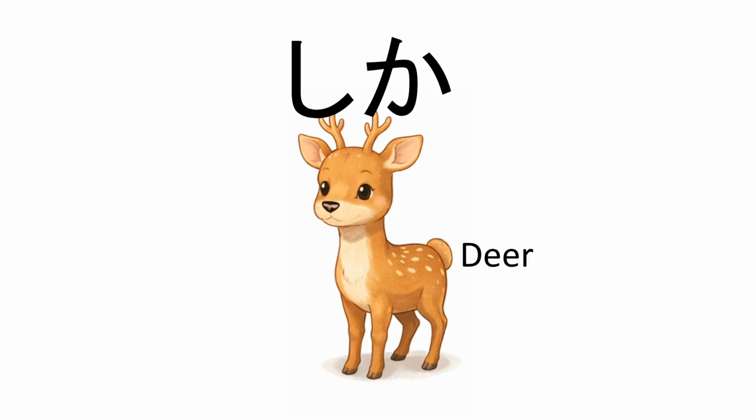Next, we have the Hiragana character, shi. Practice saying shi. This is the Hiragana character, ka. Say it with me, ka. When you put shi and ka together, you get shika, which means deer.